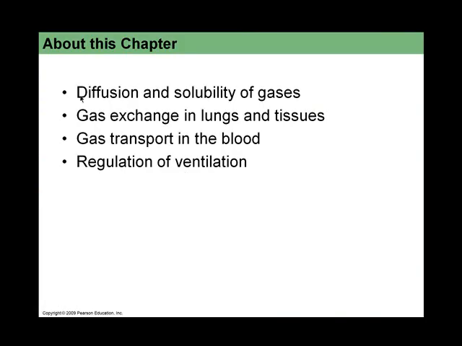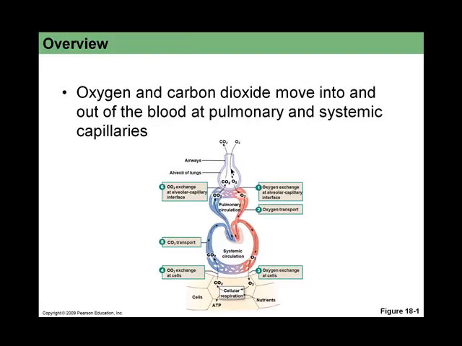Well, this chapter then is going to talk about diffusion and solubility of the gases, the gas exchange in the lungs and the tissues, the gas transport in the blood, and that's what we're going to consider in this portion of the series, and then the second set of this set will be the regulation of ventilation.